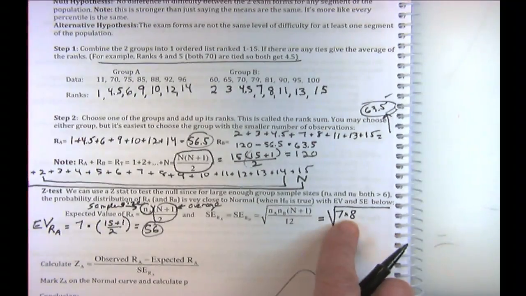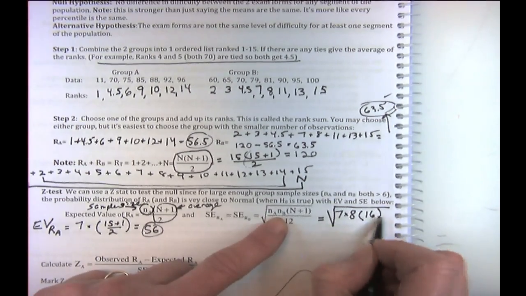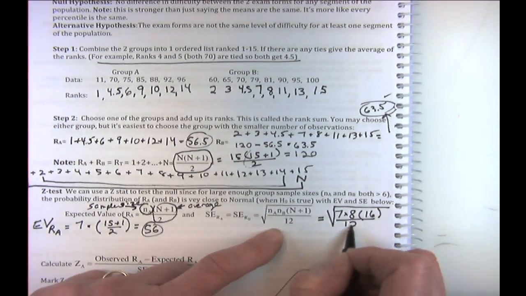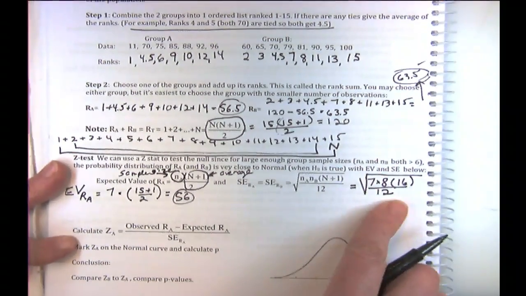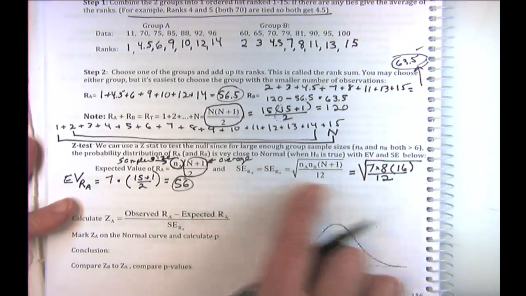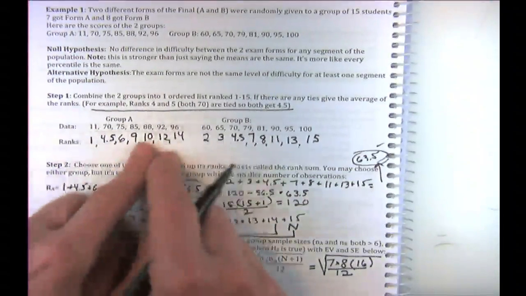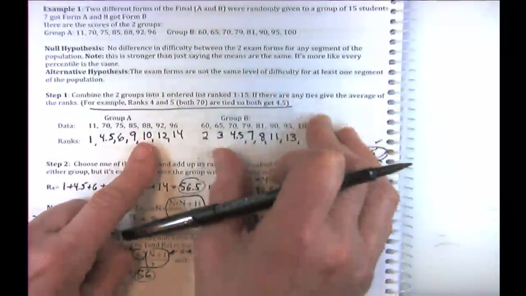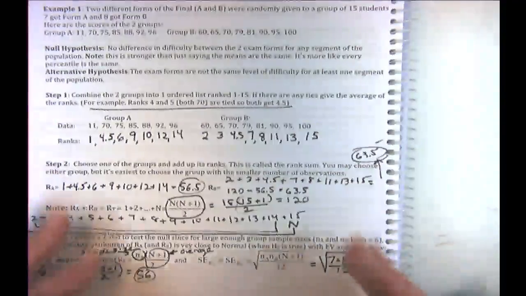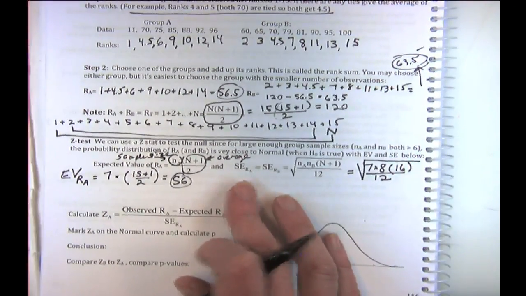So 7 times 8 times n minus 1, which is 16, over 12. And we can talk about where this 12 comes from later on. Okay, so that's our standard error, and of course it's the standard error for whatever variation you have with one group; it's going to be the same. If you divide it so there are 0 numbers in one group, then you'll always get the same 15 numbers in the other group, so there's no variation. So whatever variation there is in one group, it's going to be the same for the other. So the standard error is the same for the rank sum of both groups.